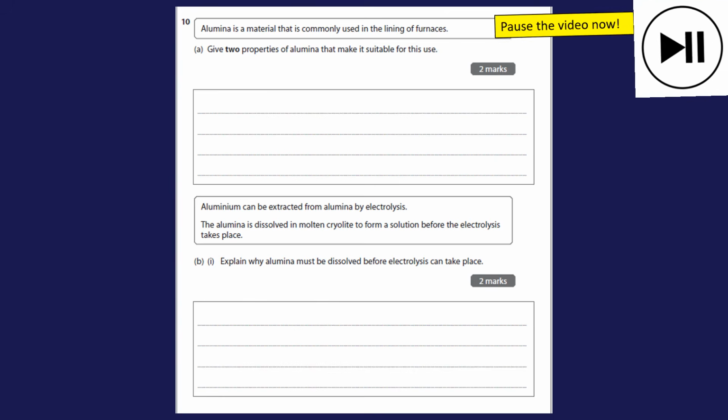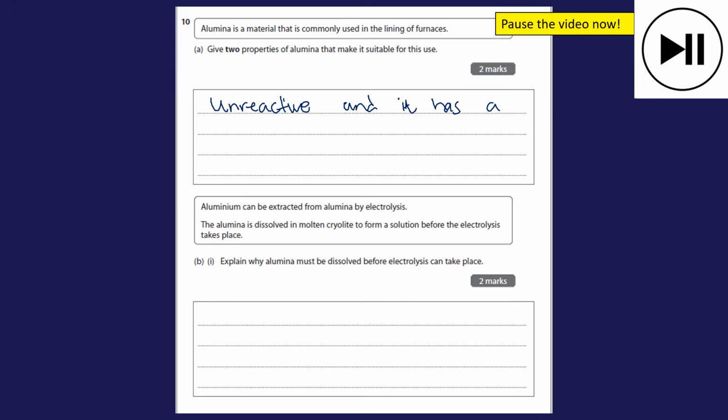Moving on to question 10. 4 marks here. Pause the video, and unpause when you're ready to see the answers. Alumina is a material that's commonly used in the lining of furnaces. Give 2 properties. The reason it's used in furnaces is because it's unreactive, which means it doesn't react in the furnace. And it has a very high melting point, which means it remains a solid. It doesn't melt. There are my 2 reasons.